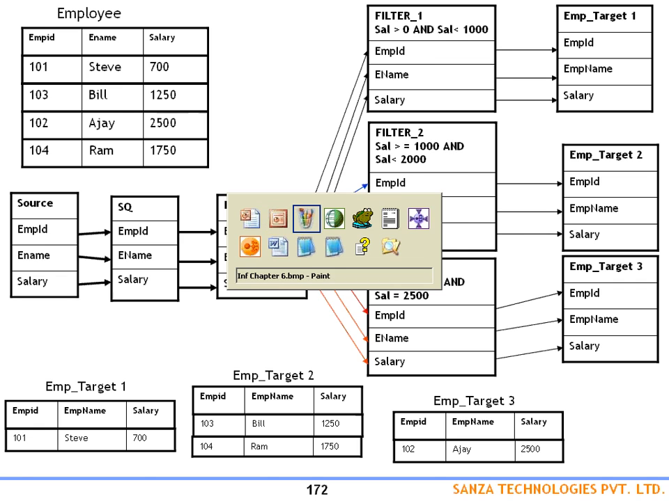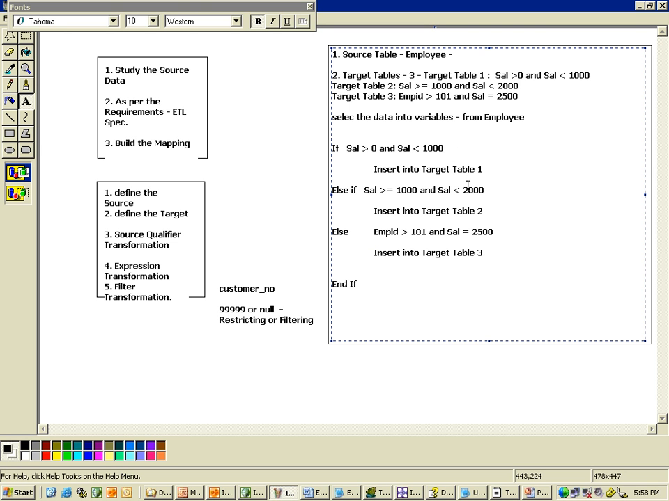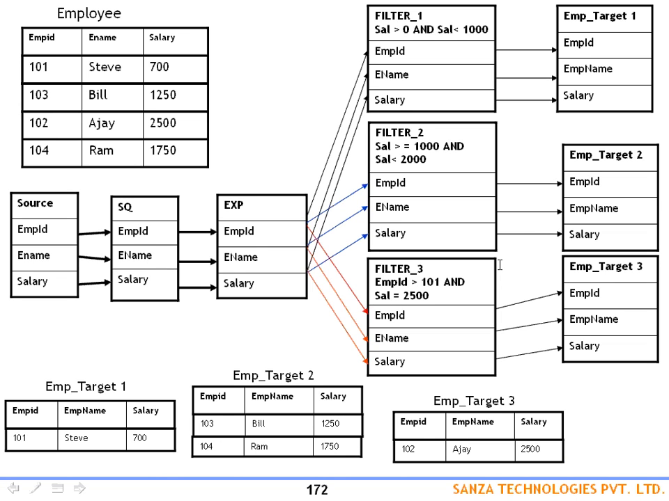The difference from traditional programming is this: if the record satisfies the first condition, it will not check the second and third conditions. If it does not satisfy the first condition but satisfies the second, it will not go to the third condition. If it satisfies neither the first nor the second condition, then it looks at the third condition. Whereas in a filter transformation, it will test for all the conditions, and it will read each and every record into all the filter transformations.